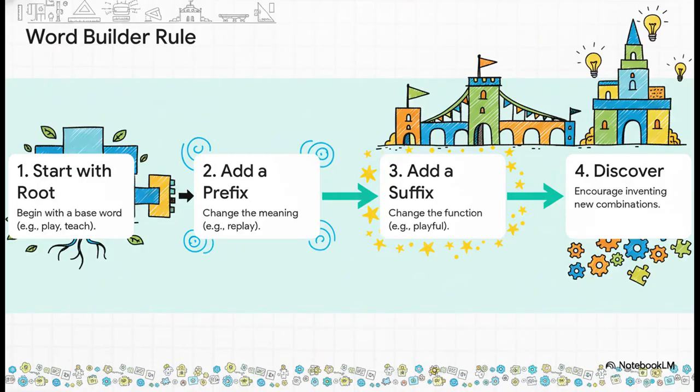So here's how you can actually use it. First, you start with a simple root word, like play. Second, you can add a prefix to change it, replay. Third, you could add a suffix instead to change its role, playful. But here's the real magic. You can do both. You can take play and add full and ness to get playfulness. You just built a complex idea from one simple root. And fourth, this is the best part. You can just play around and invent.